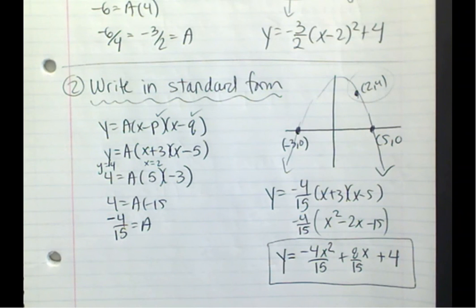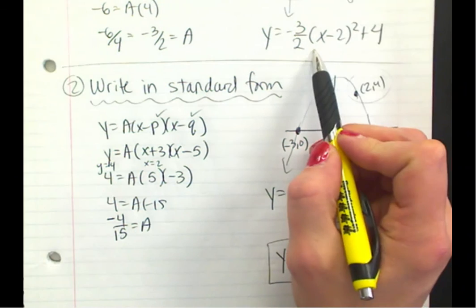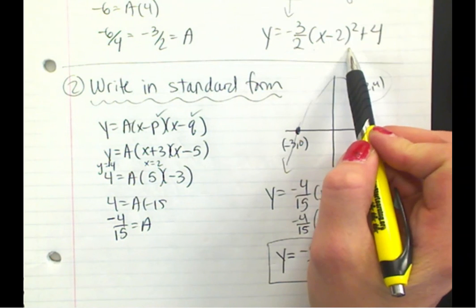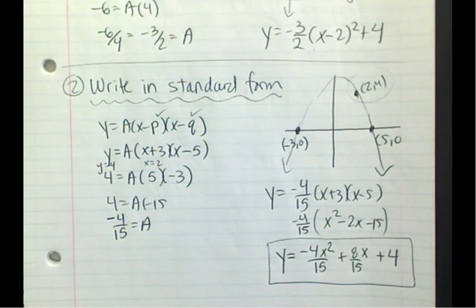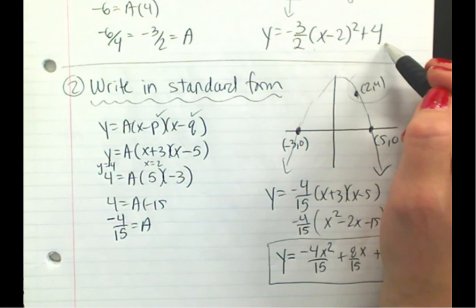What if the best equation to use was vertex form? How do you translate vertex form into standard? You would write this factor out twice, pick 2 things at a time and multiply. Then distribute, then add 4.